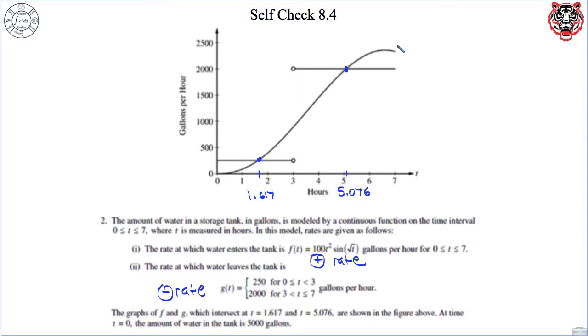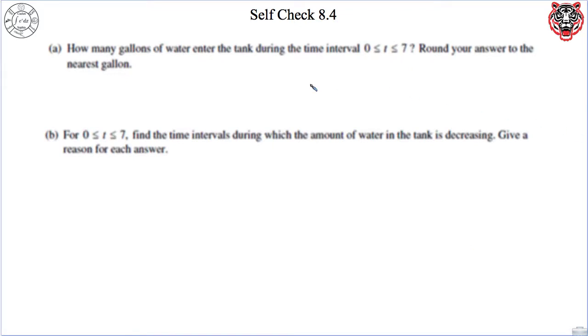So on the graph, this curvy line is the positive rate. That negative line is the negative rate. Also important to know: when I talk about part A, how many gallons of water enter the tank, it doesn't even ask about how much it's changing. So we're just talking purely about that positive rate. So entering the tank, that's going to be the integral between 0 and 7 of that positive rate, which I think is f of t dt.